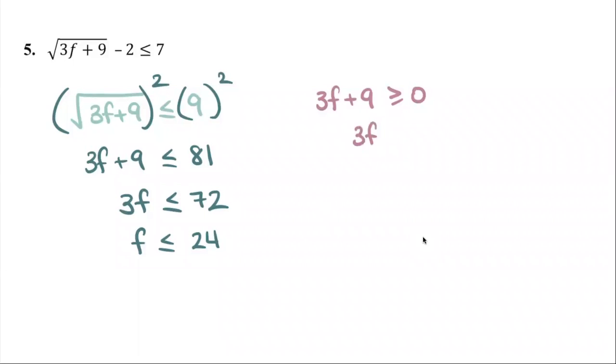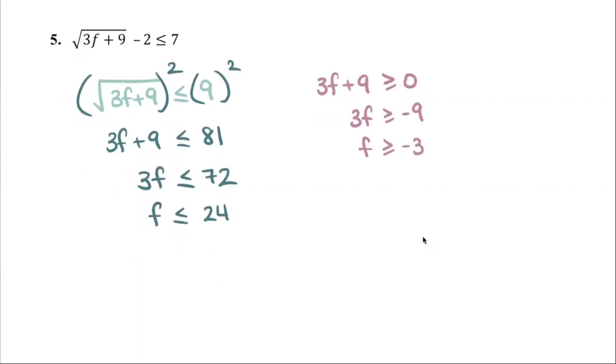3f plus 9 is less than or equal to 0, and then you move the 9 over. You said less than, but I hope you meant greater than. Greater than. Yeah. Okay, keep going. And then you divide by 3 on both sides. Good. All right. So we get f is greater than or equal to -3. Okay. And now we do the number line. We have 2 numbers. One is -3 and one is 24.